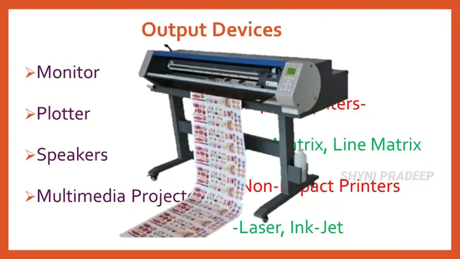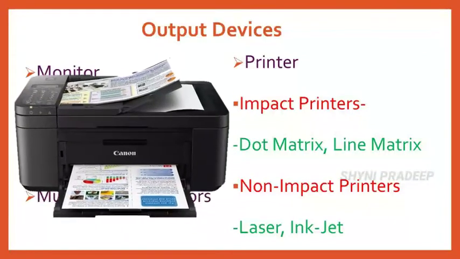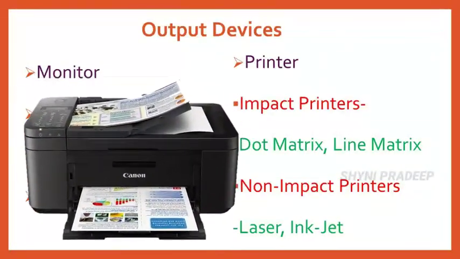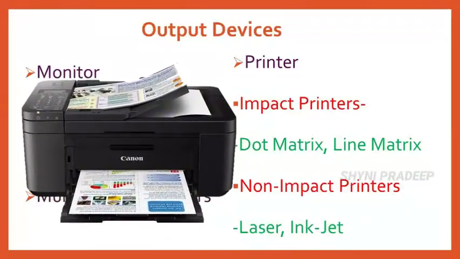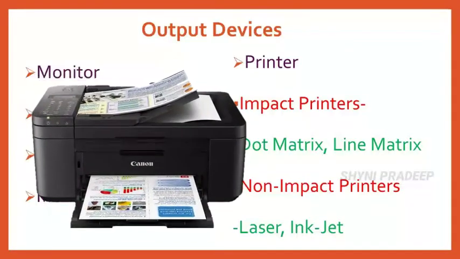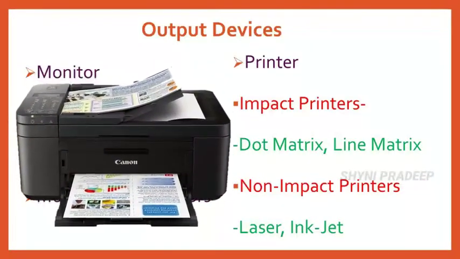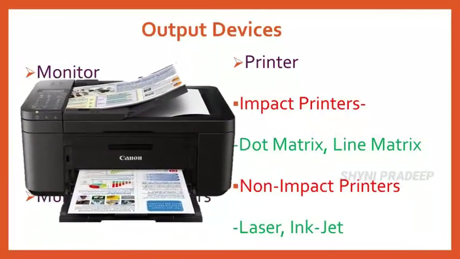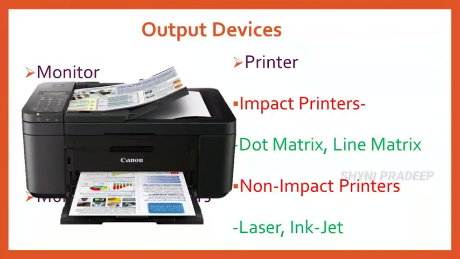Okay. And next output device is printer. Printers are used to print the information on papers. There are two types of printers. What are they? Impact printers and non-impact printers. What are the examples for impact printers? Dot matrix printer and line matrix printers. And what are the examples for non-impact printers? Laser printers and inkjet printers.